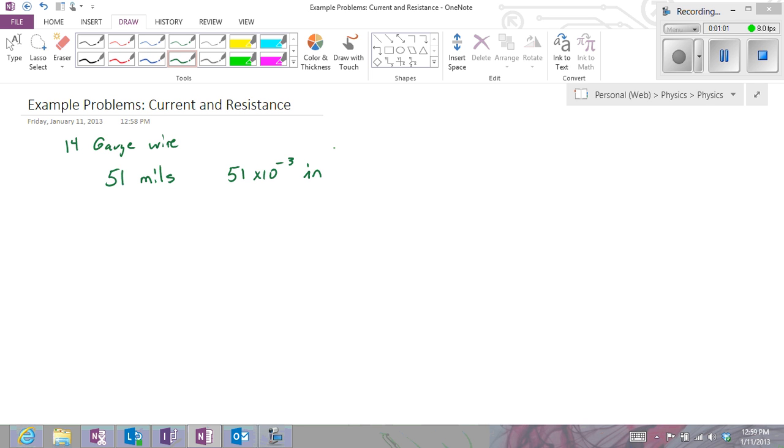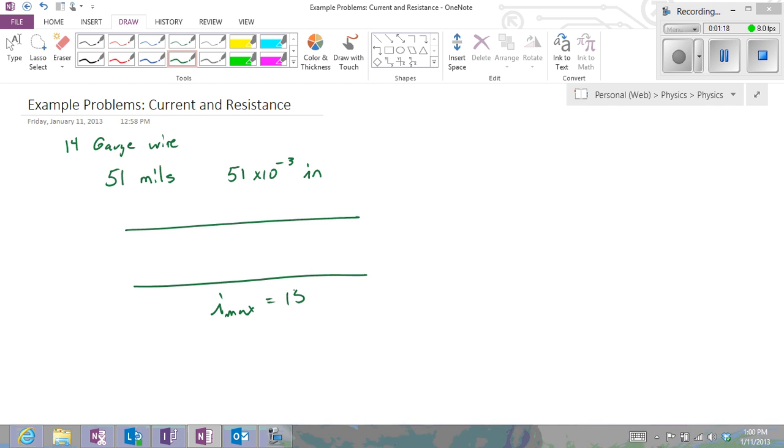But let's say we have this wire, and according to the safe code of household currents, 14 gauge wire should carry a maximum of 15 amps of current before a circuit breaker should trip or a fuse should melt. So let's figure out what that corresponds to in terms of the safe current density inside that wire.